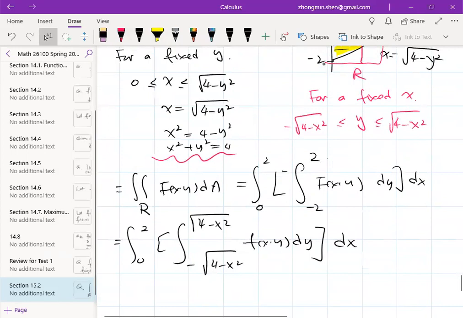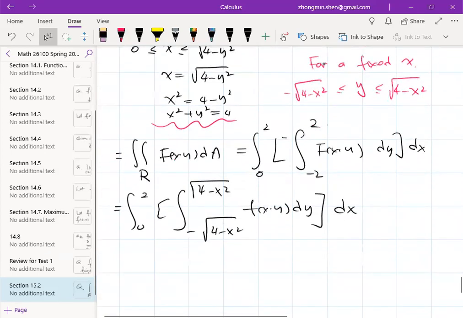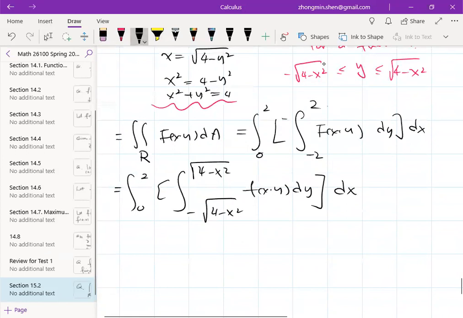Once you get the domain, you can exchange the order of the integration. Otherwise, it's impossible.